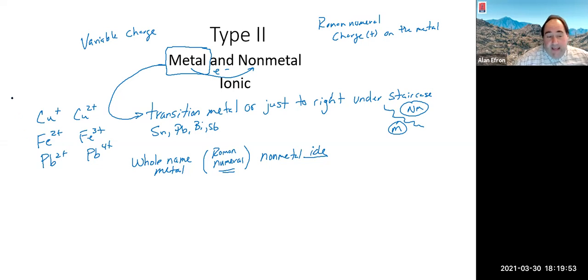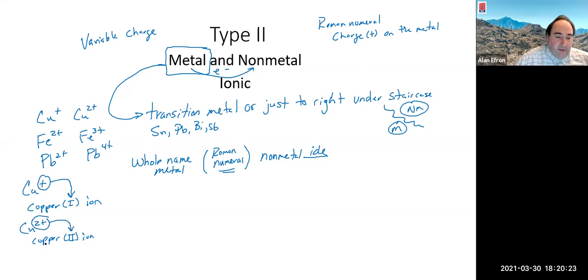So if we had just the ion by itself, like say Cu+, and we wanted to give the name of this, this would be the copper Roman numeral 1 ion, right? If we had Cu2+, it would be copper Roman numeral 2 ion. Roman numeral 1 because it has a +1 charge. Roman numeral 2 because it has a +2 charge. Again, not how many we have.